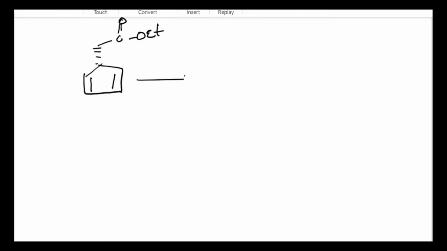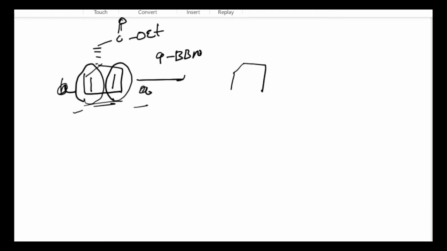So when you add 9-BBN, the main question is which side it will reduce. Will it reduce this A side, or will it reduce this B side? Since both are symmetrical, if it reduces any side, it will be the same. So let's think we are reducing this side and keeping this one. And since there is only one equivalent, it will reduce only one double bond.